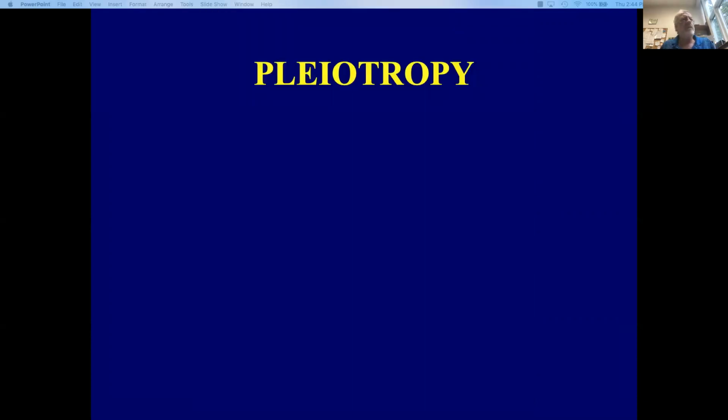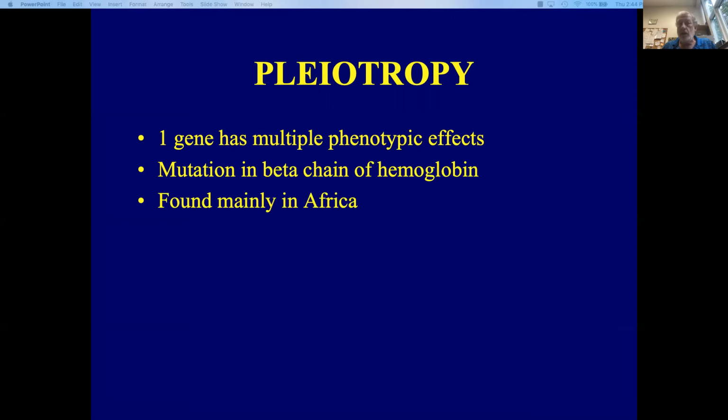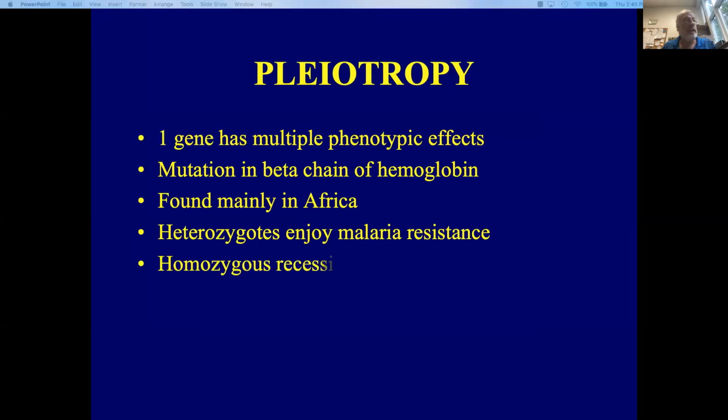I believe our last topic for this chapter is called pleiotropy, where one gene has multiple phenotypic effects. And we'll look at an example in humans with a mutation in the beta chain of hemoglobin, and that's on chromosome 11, and it's found mainly in people of African origin. Heterozygotes are selected for in tropical environments because they're naturally resistant to malaria, but homozygous recessives suffer from sickle cell anemia or sickle cell disease.